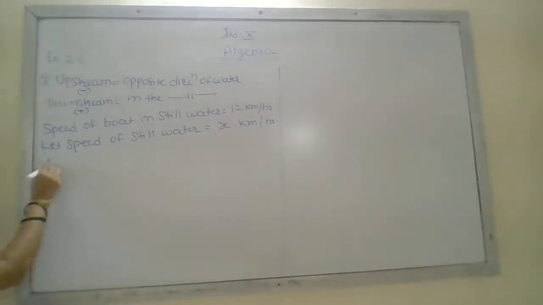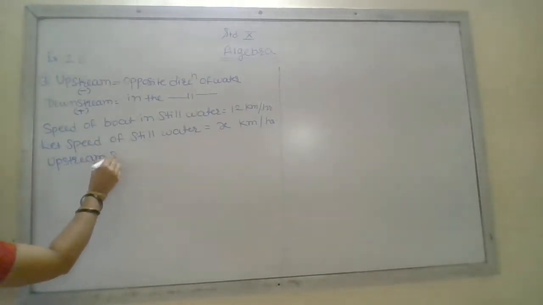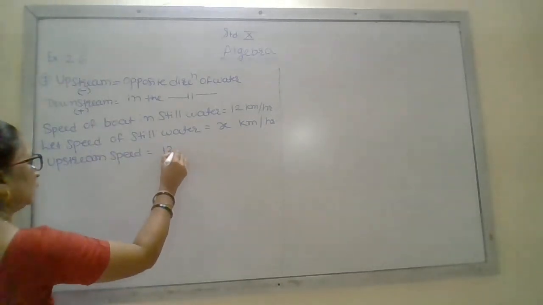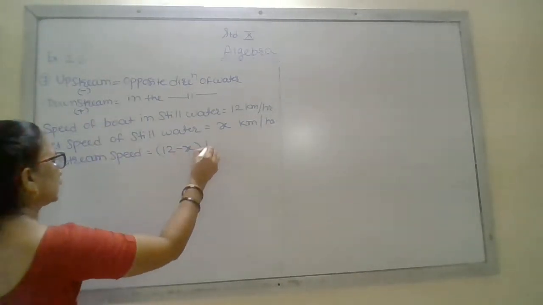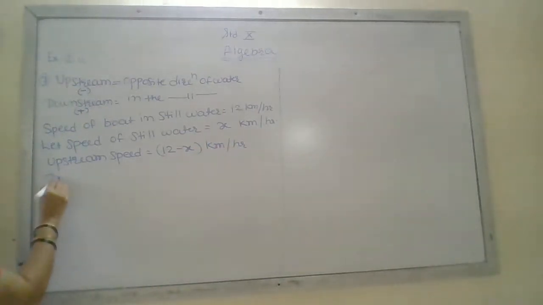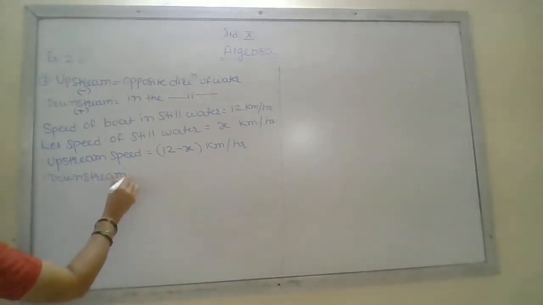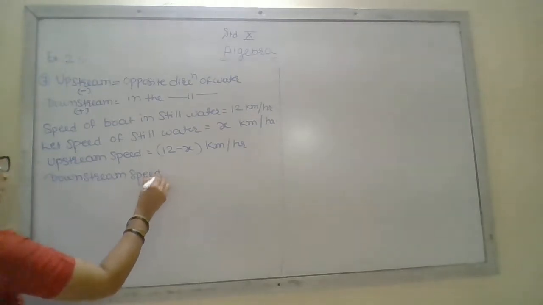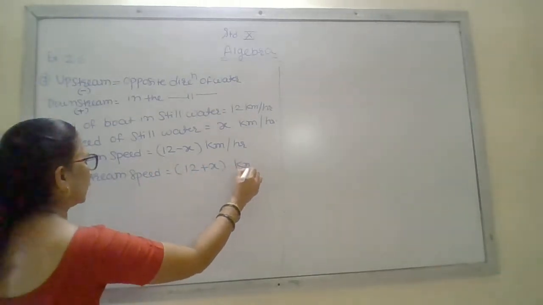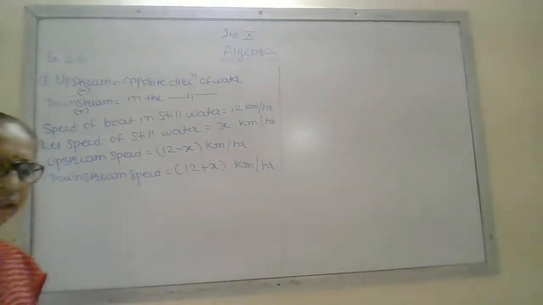Therefore, upstream speed. I told upstream means subtraction, that is 12 minus x kilometer per hour. And downstream speed means addition, that is 12 plus x kilometer per hour. So here we write upstream and downstream speed.